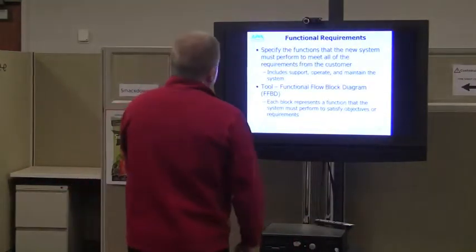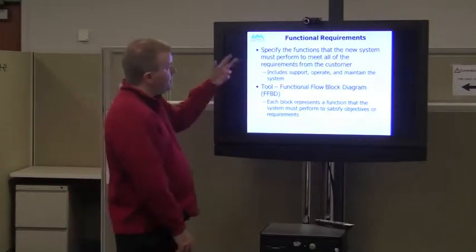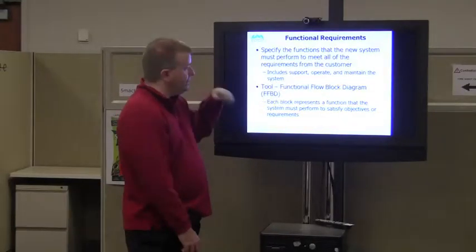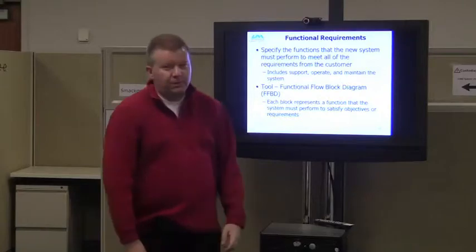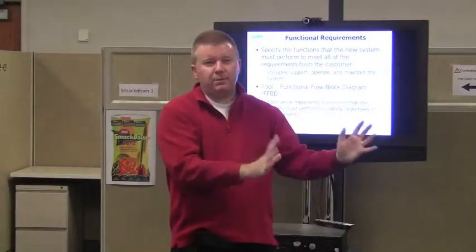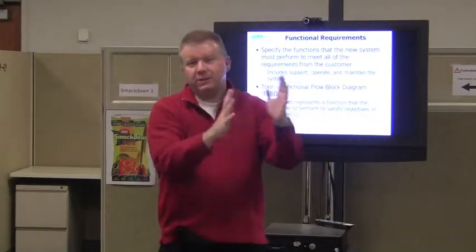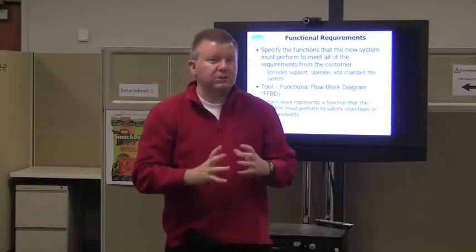So functional requirements specify the functions that the new system must perform to meet all the requirements from the customer, right? It includes support, operate, and maintain the system. The best tool I know to use is called a functional flow block diagram. It's literally in the book, it shows you, and I would draw it, but I don't have a board. There are blocks, and you put the functions. This function leads to this function, this leads to the next function, and then you can decompose those functions even lower.